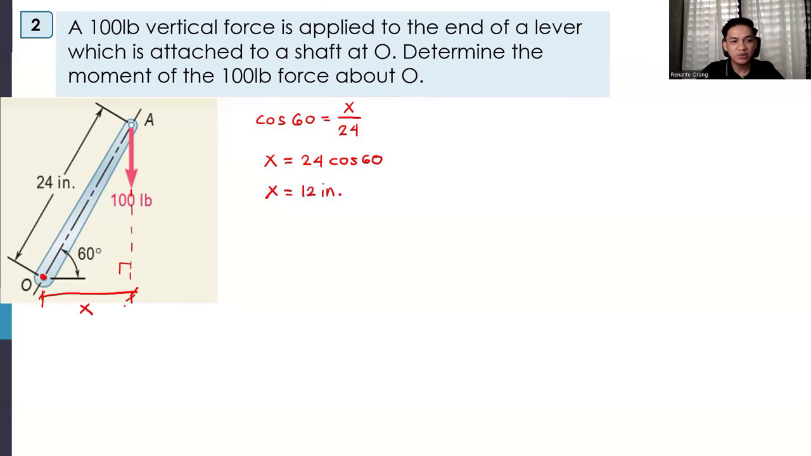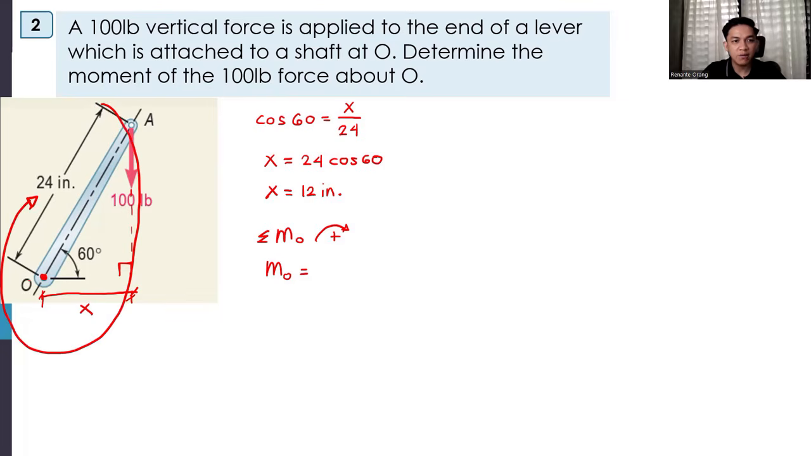Again, class, we already obtained our distance x, which is the perpendicular distance of our force F papunta sa ating point O. So, summation of moment at point O, where all clockwise forces are positive. We have moment O is equivalent to, isa lang po yung ating force, which is si 100. Tingnan natin if positive ba siya o negative. I-respect natin si point O, so paikutin natin siya.